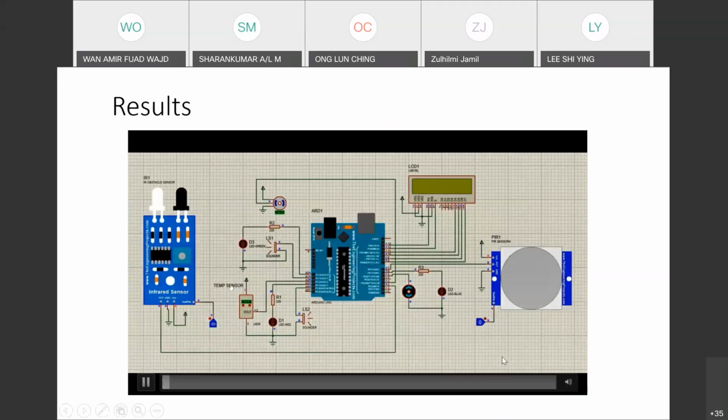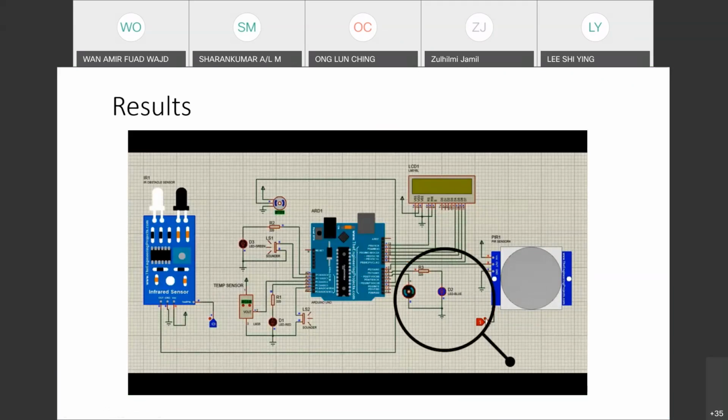Now we are going to show our circuit simulation using the software Proteus 8 Professional. Firstly, when the PIR sensor detects the presence of a human, the blue LED will light up and the DC motor will rotate to open the door.